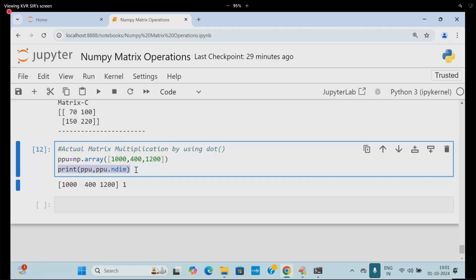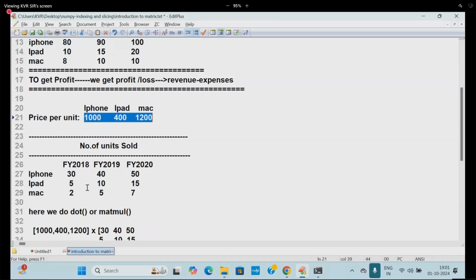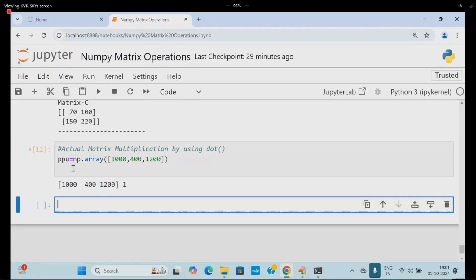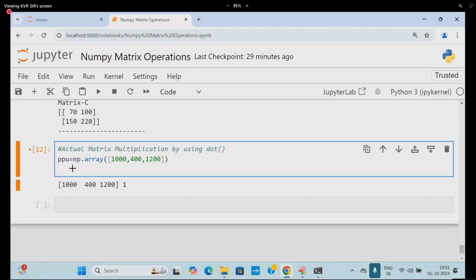Now I am going to take up students. One more thing I am going to take up, the next one is 30, 40, 50. This concept I am going to take up. Be careful. The next one is number of units sold, equal to np.array of. This concept I used to explain in the broadcasting concept.